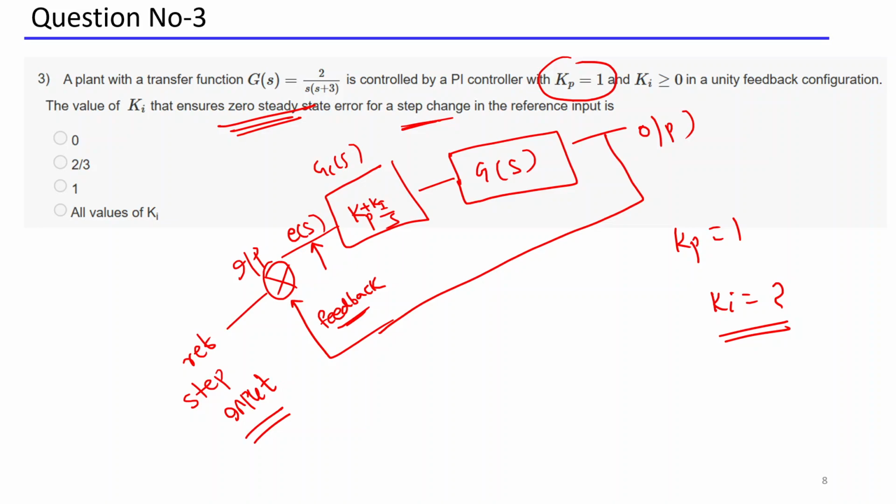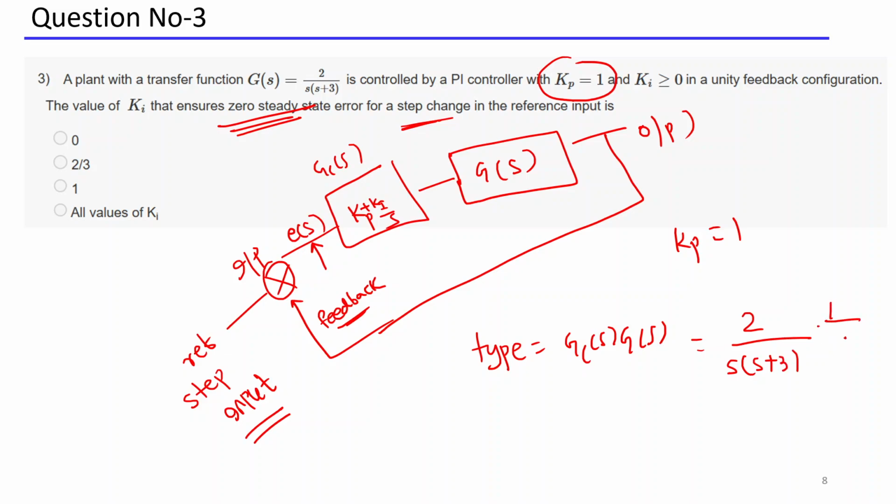Just to solve a steady state error question, figure out the type, figure out the input and tell me the answer. What is the type of the system? Type means always Gc of s into G of s. What is the type of this total open loop transfer function? What is the transfer function? 2 divided by s into s plus 3.